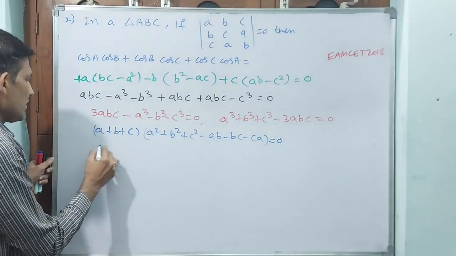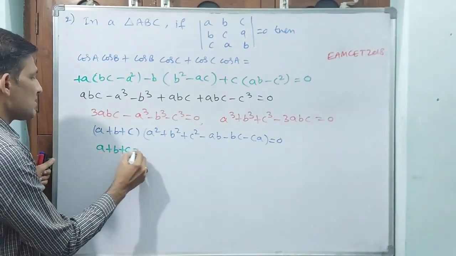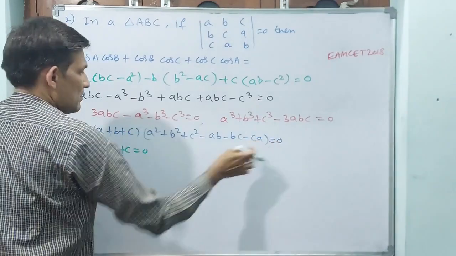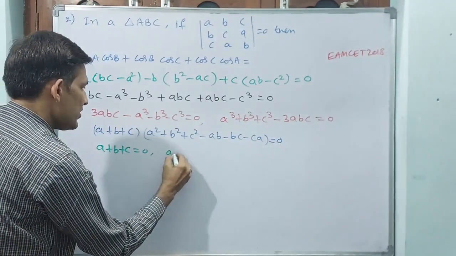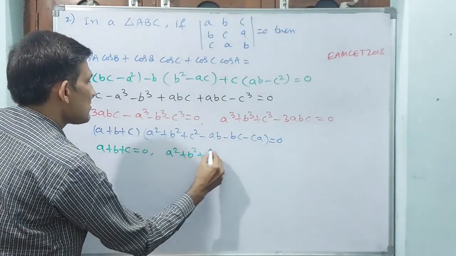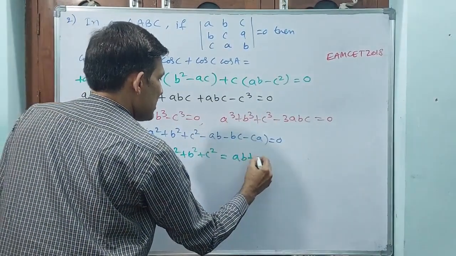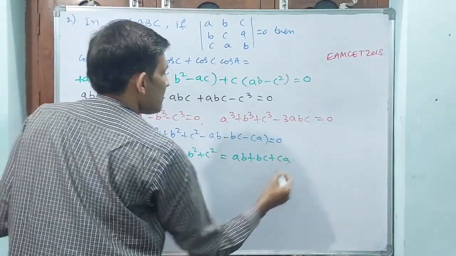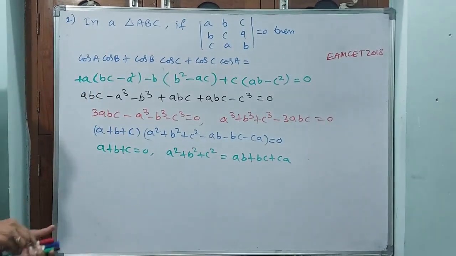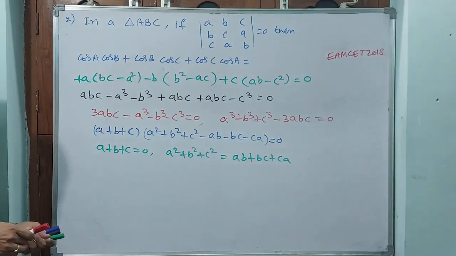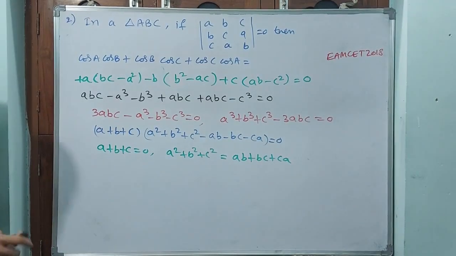Here, see, A + B + C = 0. Comma, A² + B² + C² is equal to minus, sending that side, (AB + BC + CA). Is it okay? Here, a crucial step we have to do. What is the crucial step?